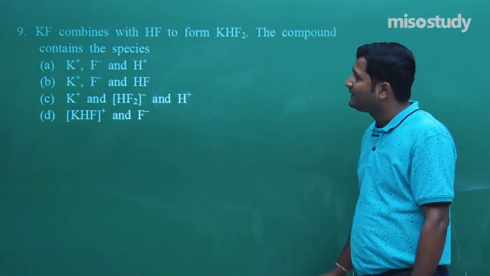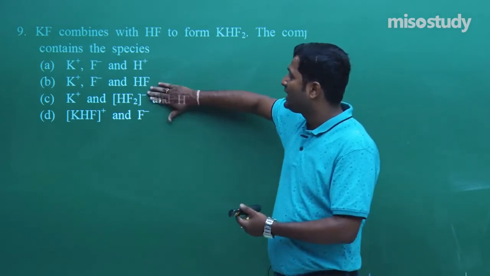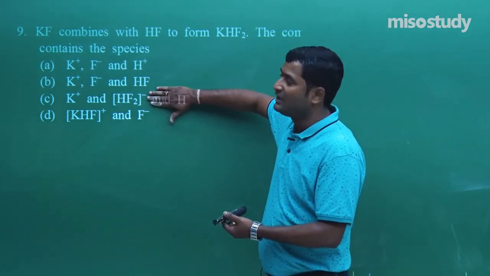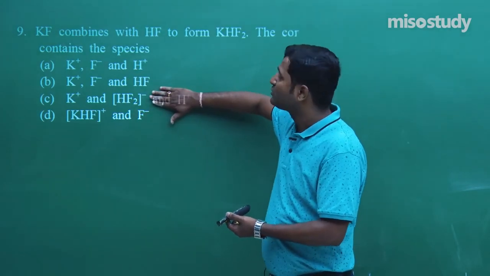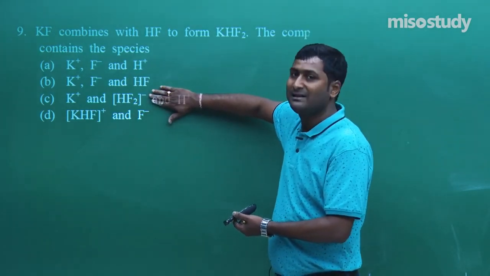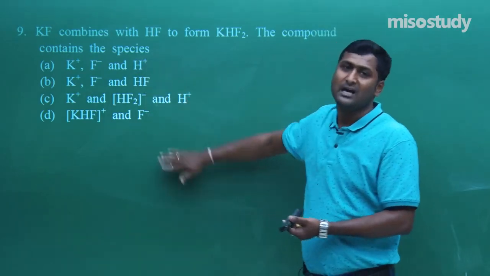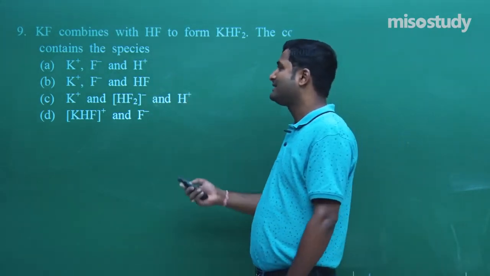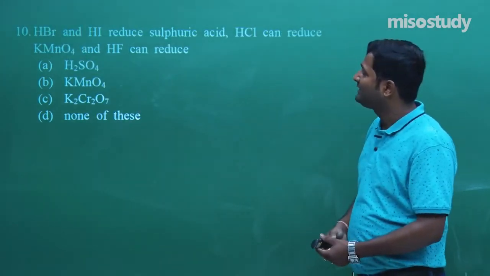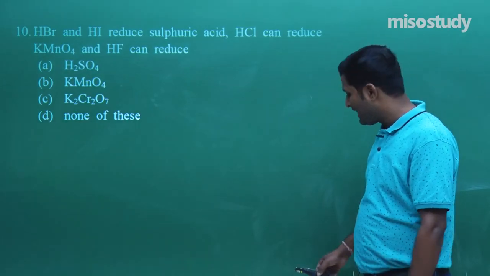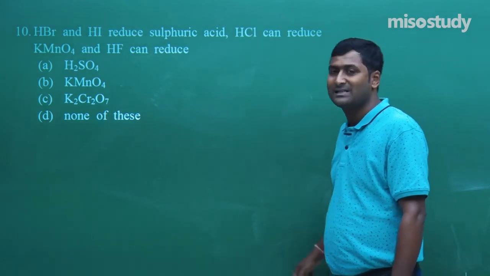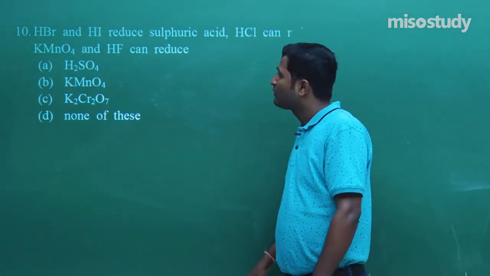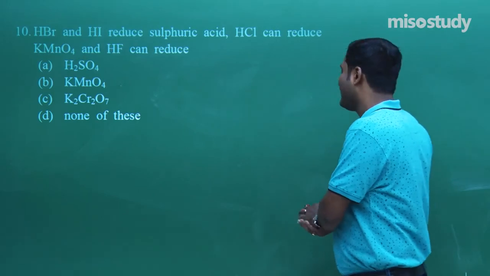Question number 9, what will happen? It gives you K plus HF2 minus. So if I compare, all the other options are incorrect, but if I remove these, we find that we can assume K plus HF2 minus is the correct option. For question number 9, C is the correct option. For question number 10, as we know, F is a highly electronegative atom, so it will not act as a reducing agent. So for question number 10, D is the correct option.